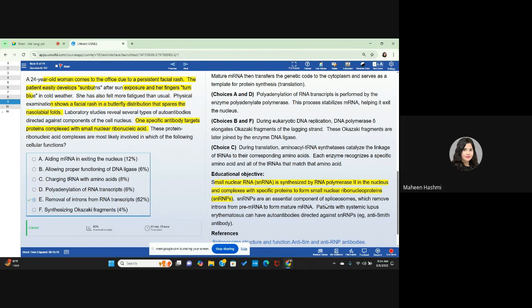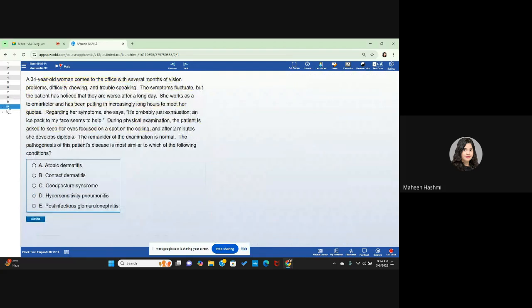So yeah, it was again a memorization based answer. You know what it does. We know that the snRNA is synthesized by RNA polymerase II in the nucleus and complexes with specific proteins to form small nuclear ribonucleoproteins. snRNPs are very central, crucial for spliceosomes, which remove introns from pre-mRNA to form mature mRNA. Patients with SLE can have autoantibodies directed against snRNPs, and that is known as anti-Smith antibody. All right. Okay. We can go to the next question.